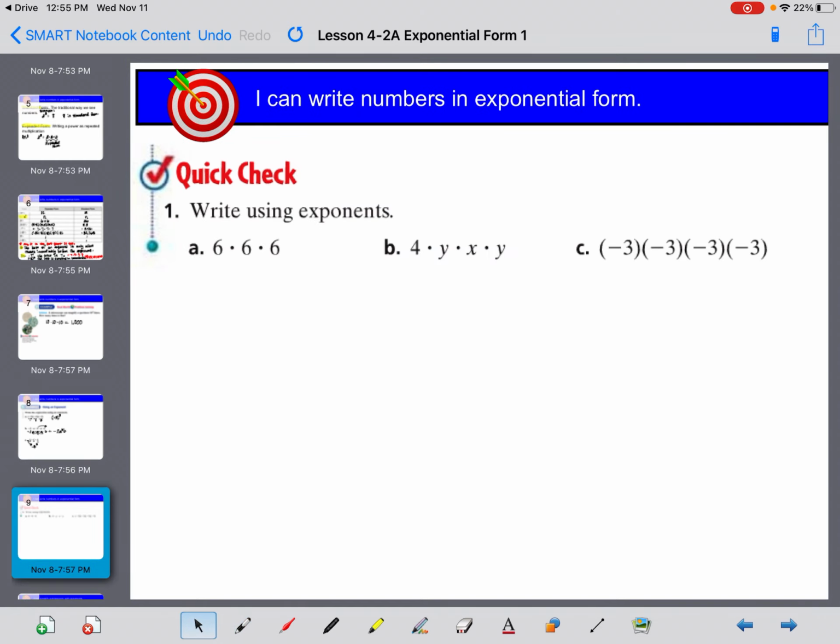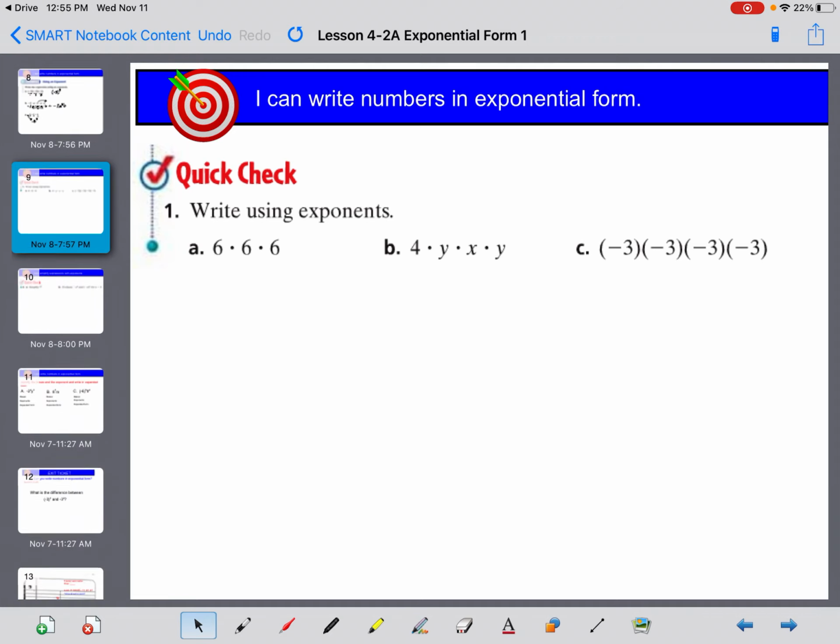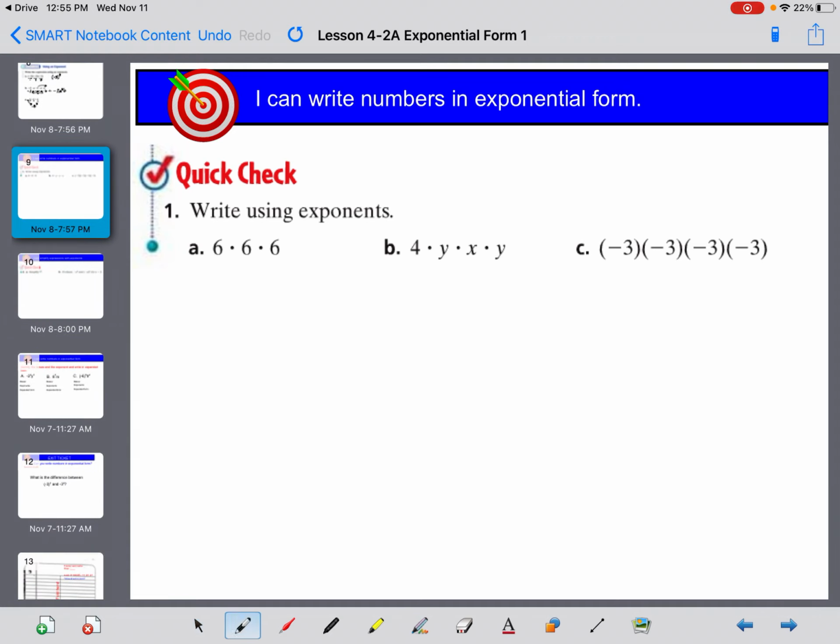All right, we've done some examples. Now it's your turn to try. Pause the video, do these 3, and come on back to compare your answers to mine.